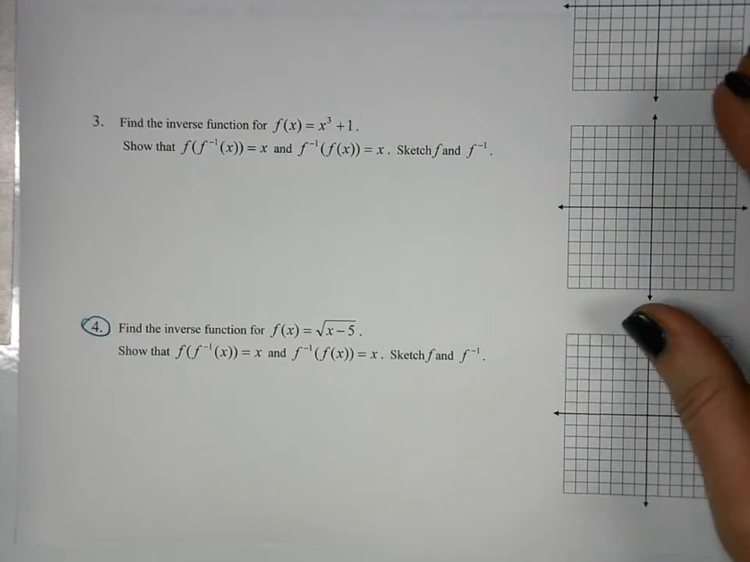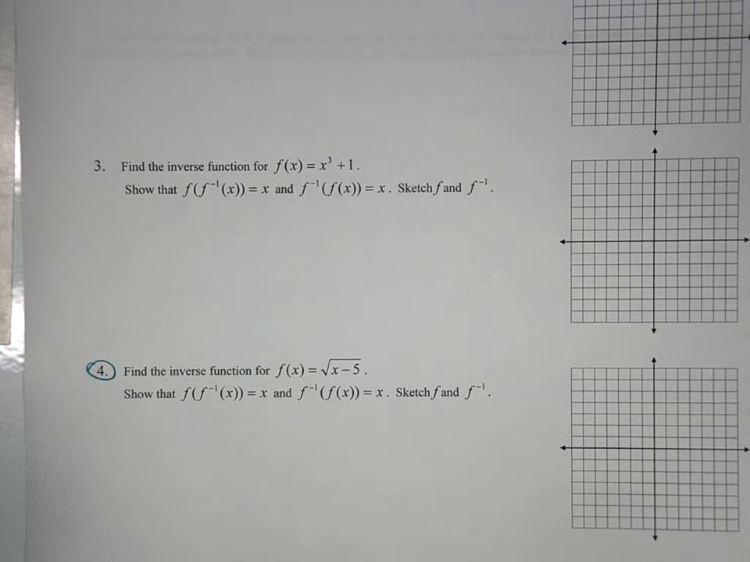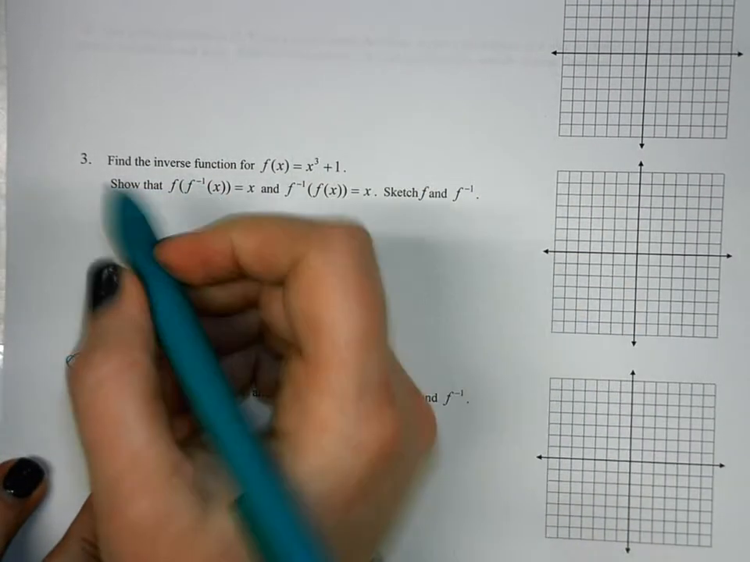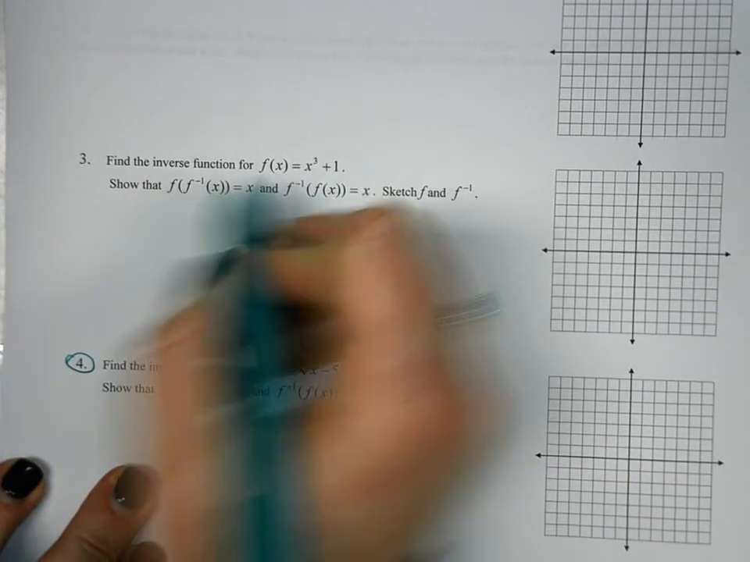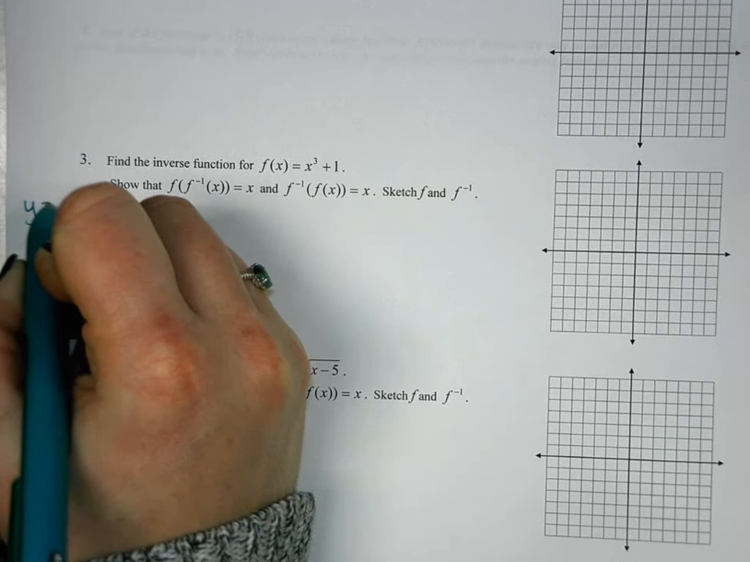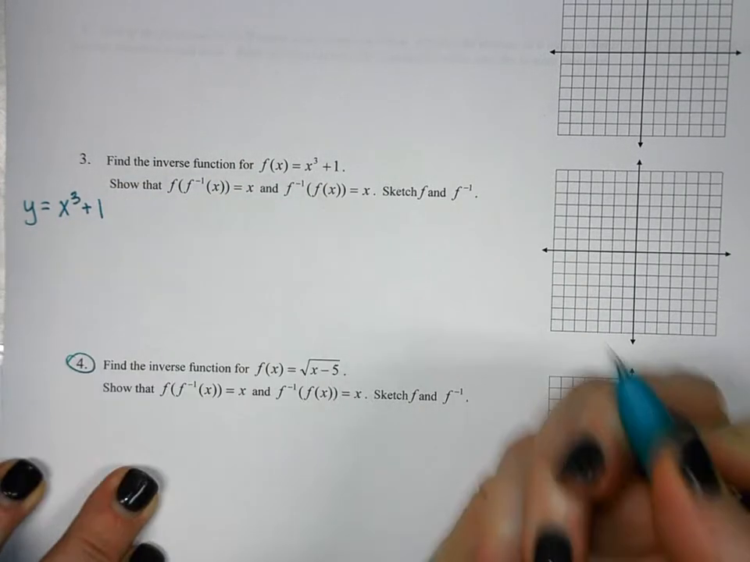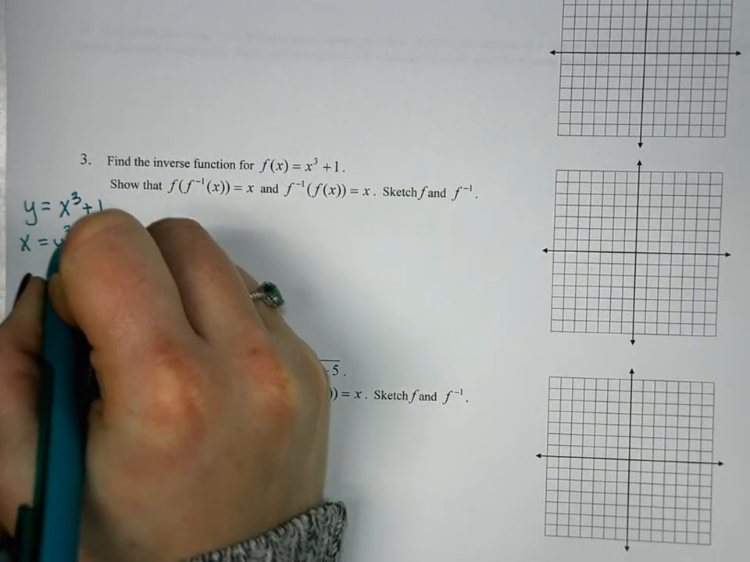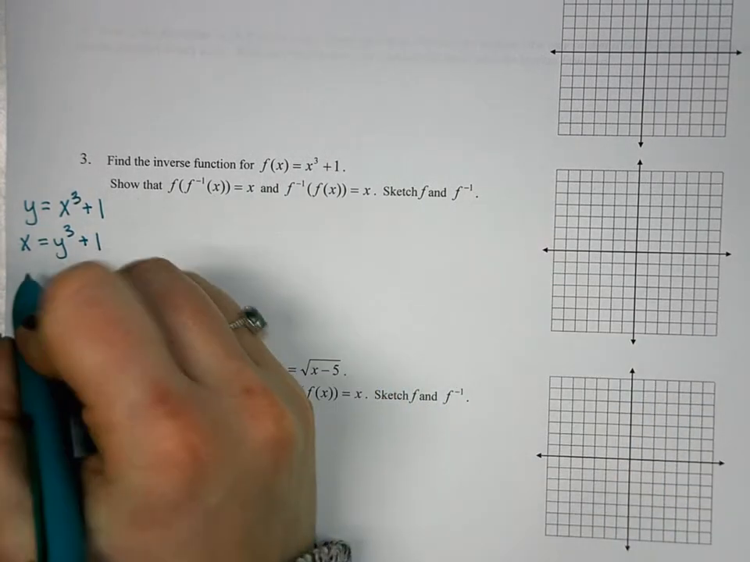So let's look down at number 3. We're going to go and follow the same directions. I'm not going to list out all the steps here for finding the inverse, but we're going to start by finding the inverse. So step 1, I'm going to change f of x to y. Then I'm going to switch x and y.